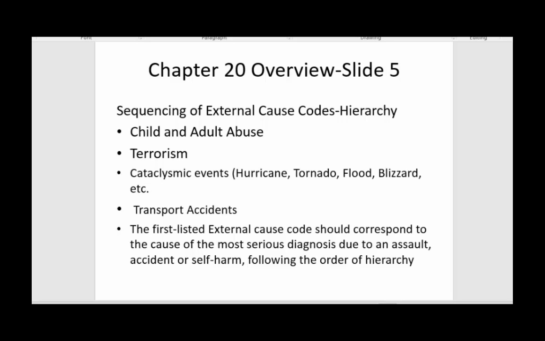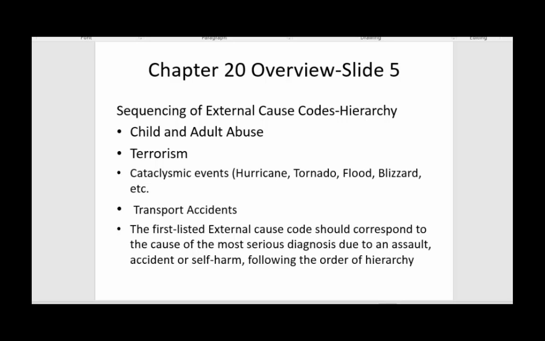There is a hierarchy when you are sequencing external cause codes, and this is the way they are ordered. A code for external cause for child and adult abuse takes priority over all other external cause codes. The terrorism external cause codes take priority over all other external cause codes except child and adult abuse. Cataclysmic events like a hurricane, tornado, flood, blizzard, storm, those types of things, take priority over all other external cause codes except for child and adult abuse and terrorism.